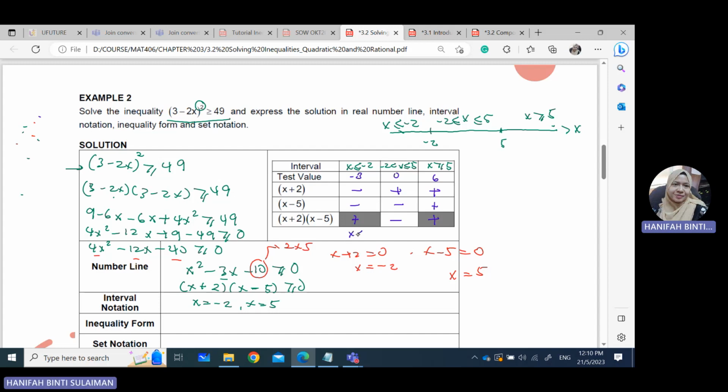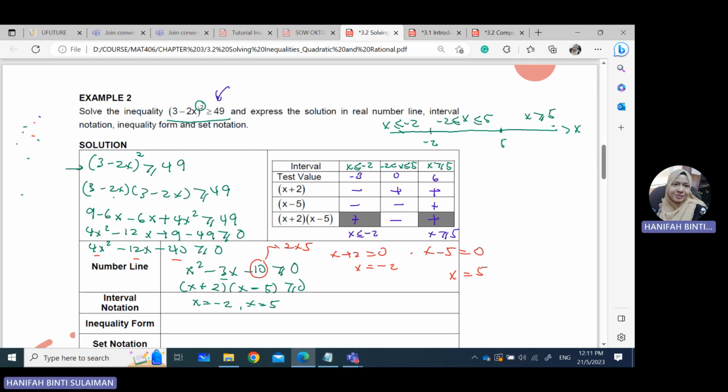This area which is x is less than or equal to negative 2 and x is greater than or equal to 5. Okay, faham? So the answer here is x is less than or equal to negative 2 and x is greater than or equal to 5. So maknanya di sini kalau kita masukkan nilai-nilai x untuk interval yang ini ke dalam inequality yang diberikan, jawapan dia lebih besar daripada 49. Kalau kita masukkan nilai antara negatif 2 ke 5, inequality yang ini akan betul lah. Mungkin you akan dapat less than 49. Okay, itu maksudnya. Alright.